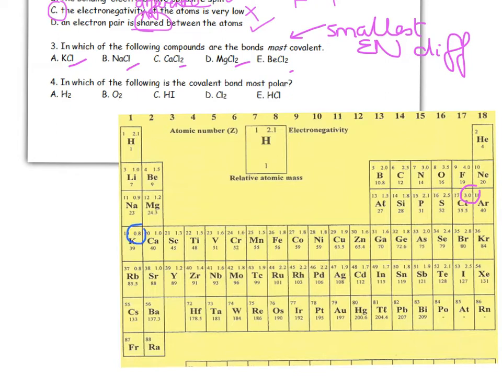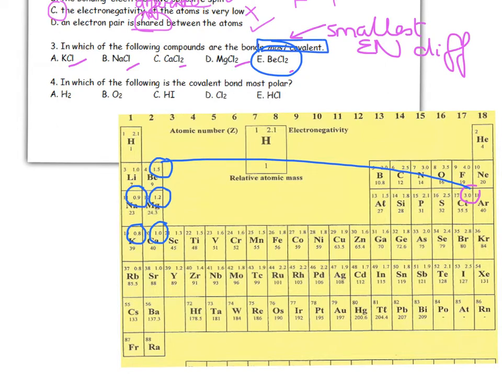Potassium 0,8, sodium is 0,9, I'm getting close to 3. Calcium is 1, magnesium is 1,2, I'm getting closer to 3, and beryllium is 1,5. So 1,5 is the closest to 3, so even though that is still considered ionic, it is closer to covalent. Remember I told you there's no clear-cut covalent ionic. It's a bit of a sliding scale, and you have a percentage ionic nature.